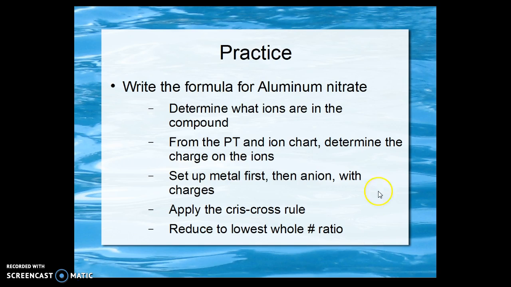So, practice. Write the formula for aluminum nitrate. Determine what ions are in there. Determine the charge on the ions. Metal goes first, then the anion, and make sure their charges are up on top. Apply the Cris-Cross rule and reduce to the lowest whole number ratio. And for aluminum nitrate, you'll find that's not necessary.